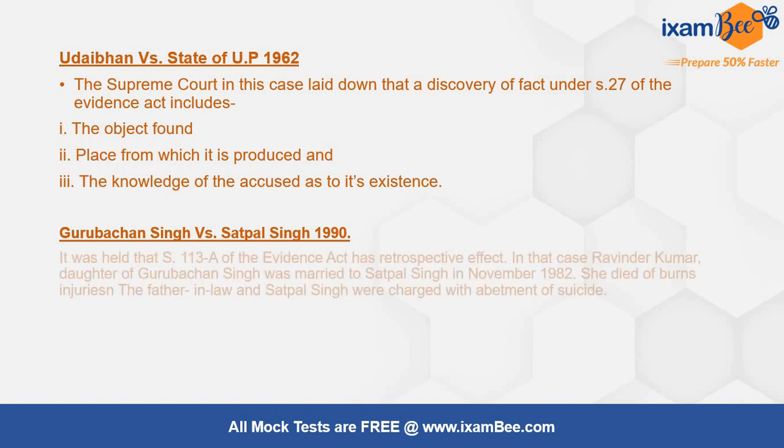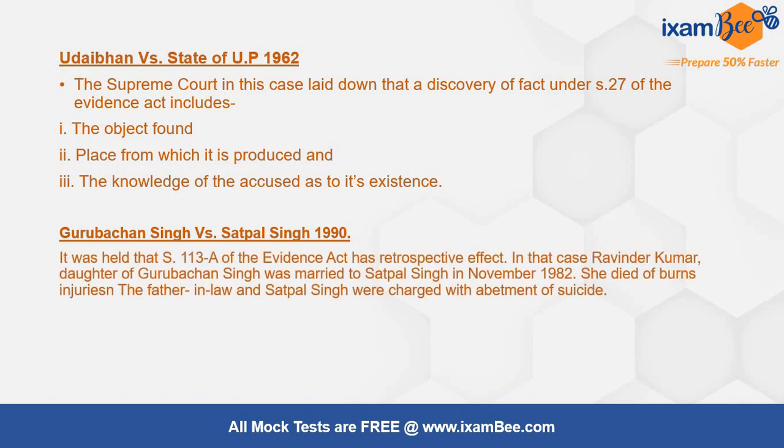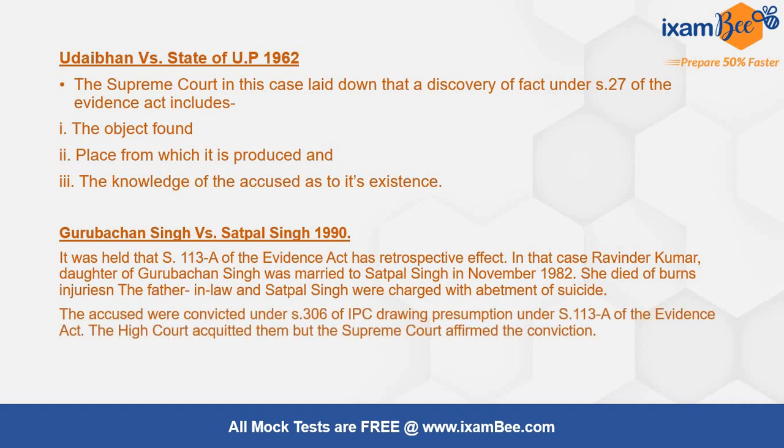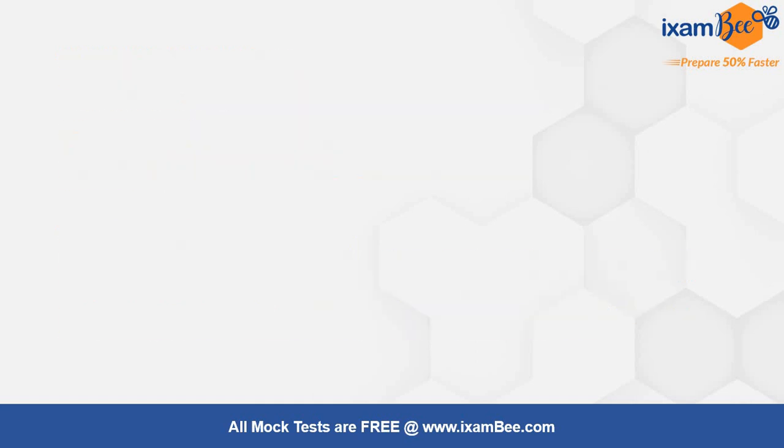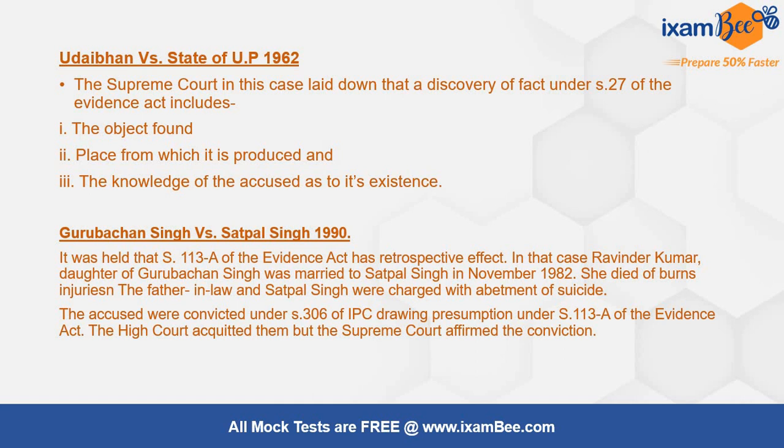Gurbachan Singh versus Satpal Singh 1990. This case is also very important and it is dealing with a very important provision, section 113A of the Evidence Act. It is saying that this provision, which is an amended provision, has a retrospective effect. And in this case, what had happened? Ravindra Kumar, the daughter of Gurbachan Singh, was married to Satpal Singh in 1982, and then she died of burn injuries. So her father-in-law and Satpal Singh, her husband, were charged with abetment of suicide. The question was whether they can be convicted under 306 of IPC, drawing a presumption under 113A of the Evidence Act. The High Court acquitted them because this provision came later, but the Supreme Court affirmed the conviction, and it was also held that retrospective effect can be given to it.